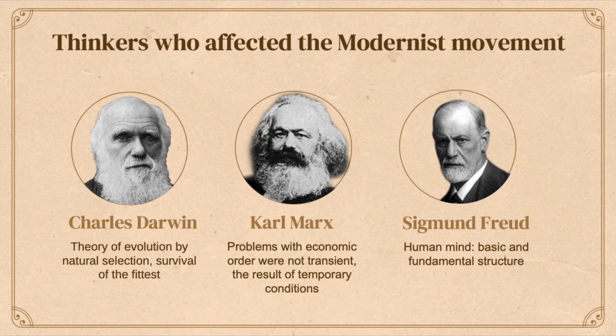Now, there are many theorists and thinkers who affected the modernist movement, such as Charles Darwin, Karl Marx, and Sigmund Freud. Now, Darwin's ideas had called into question the place of human beings within the cosmos. Concepts such as survival of the fittest and chance interfered with the ability of writers and thinkers to assume that the universe had an order, or a morality that was based upon the divine origin of the species.